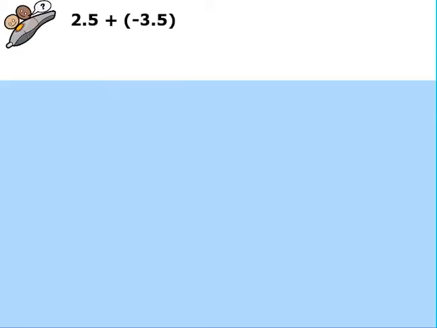All right, let's go to some decimals. These ones are on your expressions. So 2.5 plus -3.5, what is that going to give me?